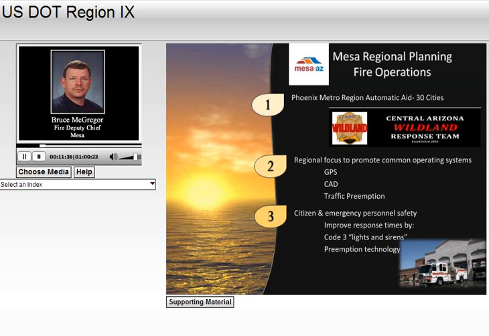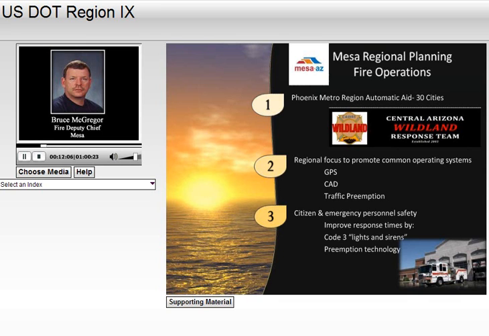I just wanted to add on to what all the previous speakers have said, is that basically what we do is we work as a region. In the Phoenix metro area that we reside in, we're one of approximately 30 cities that participate in a very robust automatic aid system. And we send the closest fire truck or appropriate resource to an incident. And so with that being said, we also need to be able to get them there efficiently.